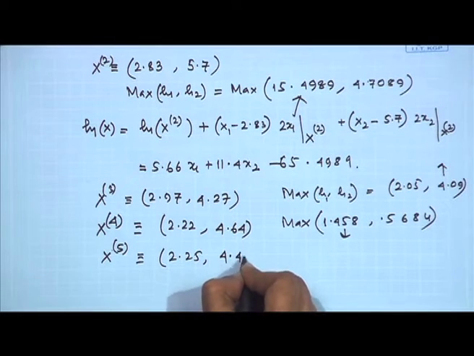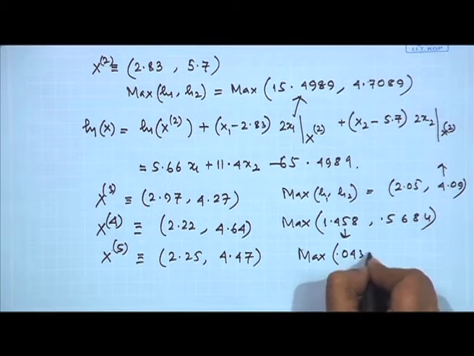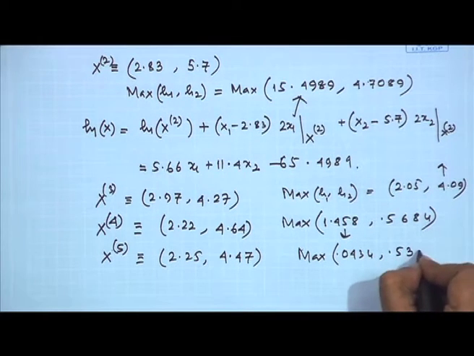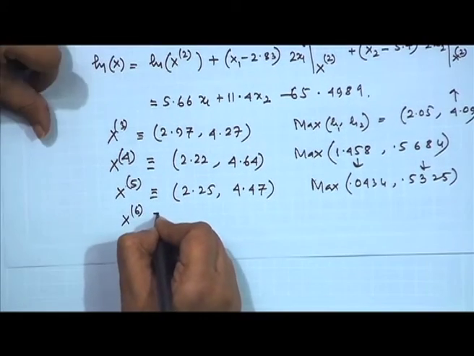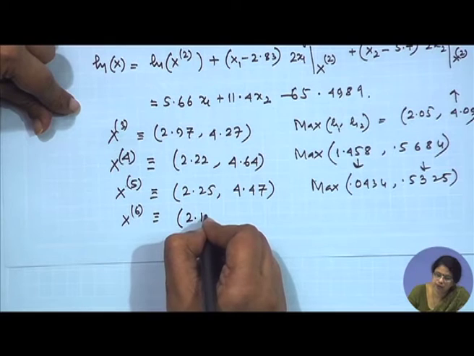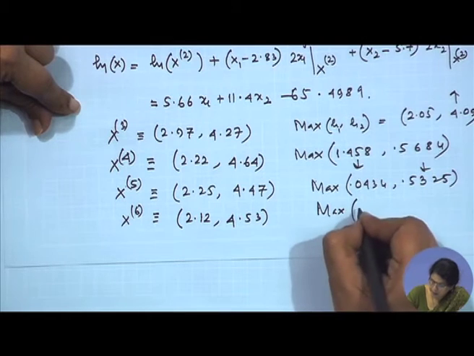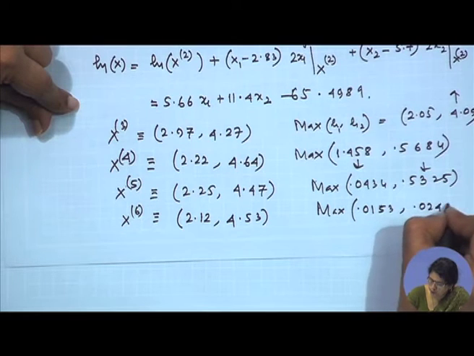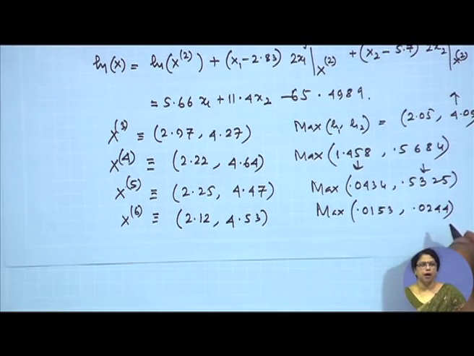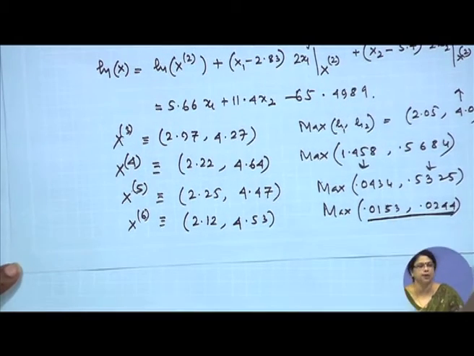Hopefully you could see the values are converging, and max of 0.0434.5325. Again I will add for h2, and if I proceed, just to see what the value is coming, 2.12, 4.53, and here the max value is coming 0.1530244. Okay. Now you see h1 and h2 values.